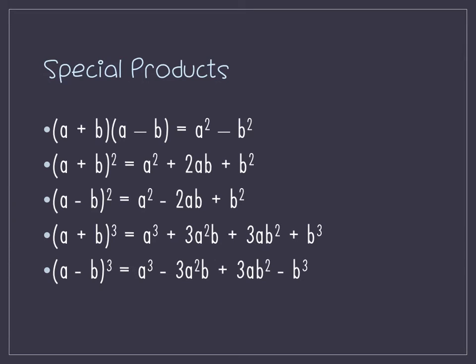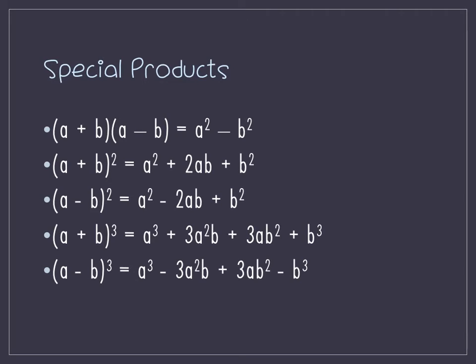If I have a plus b squared or a minus b squared, then the pattern is: square the first term, and that's the first number. Square the last term, that's the last number. And then double the product of the numbers, and that's the middle term. So these, again, are shortcuts. If they get you, do the long way.